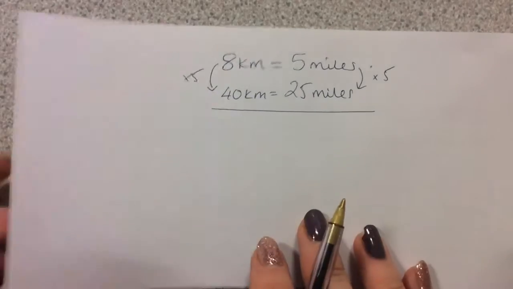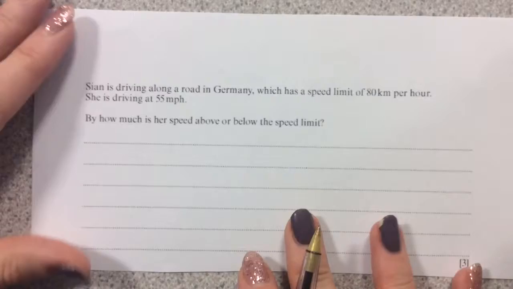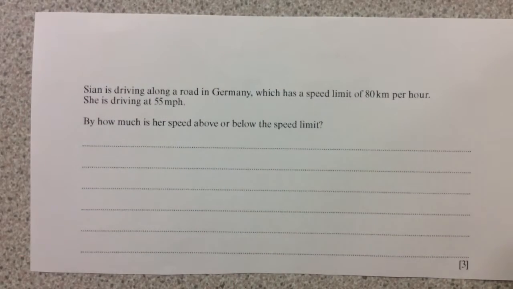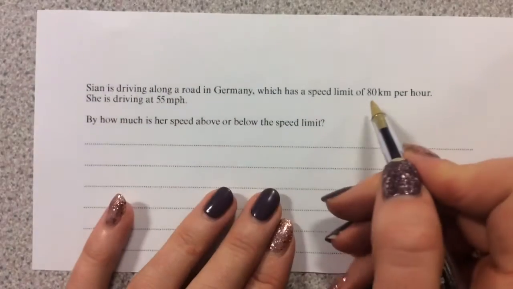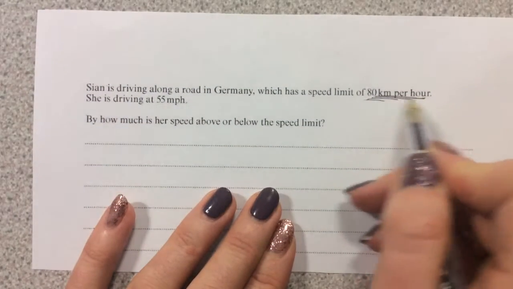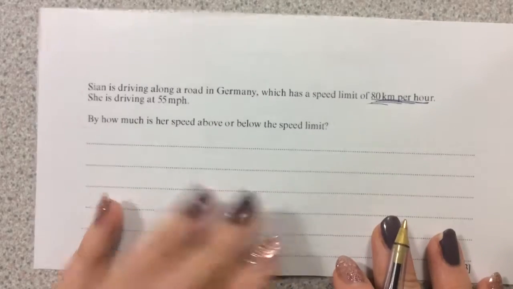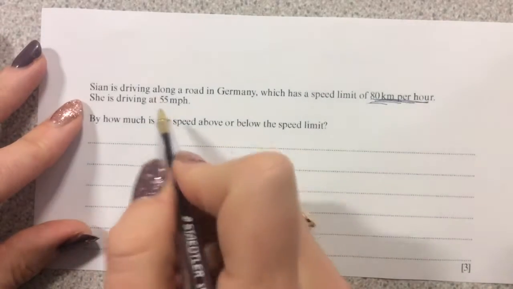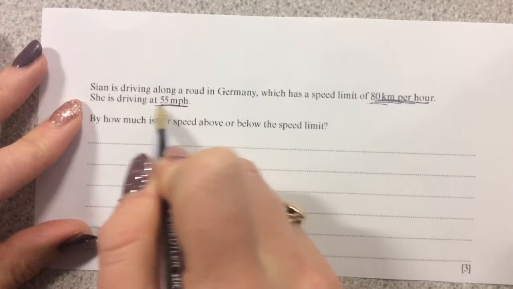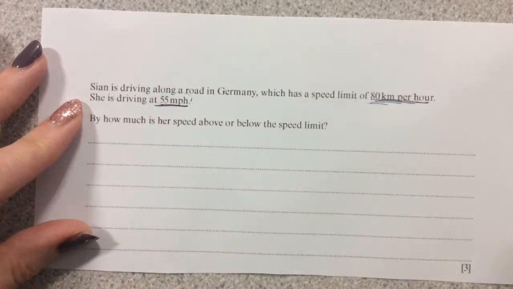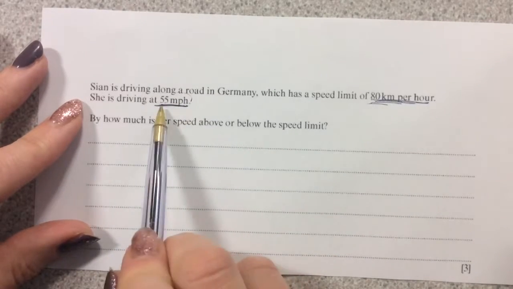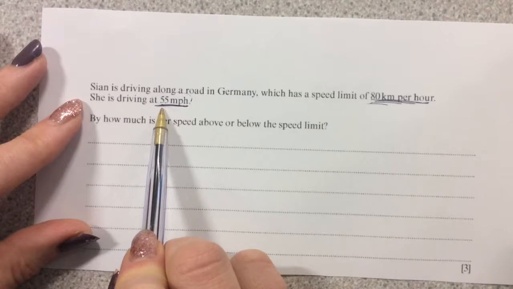So let's have a look at this question on the back then. This is a GCSE question. Sean is driving along a road in Germany which has a speed limit of 80 kilometres per hour. So we've got 80 kilometres per hour, which just means in 1 hour we would travel 80 kilometres. She's driving at 55 miles per hour. So that's her speedometer showing that she's travelling at 55 miles per hour.